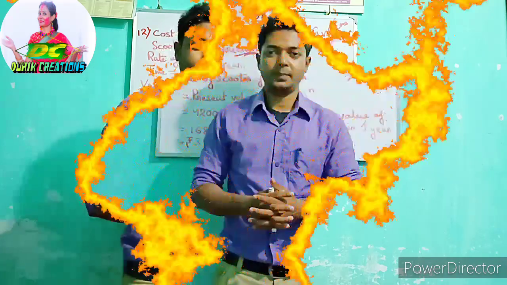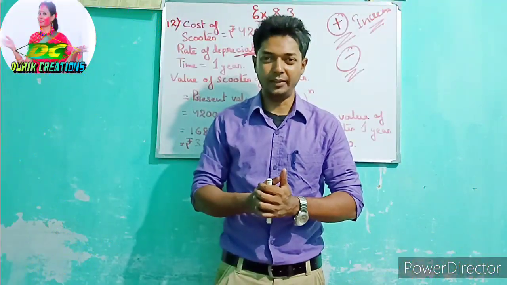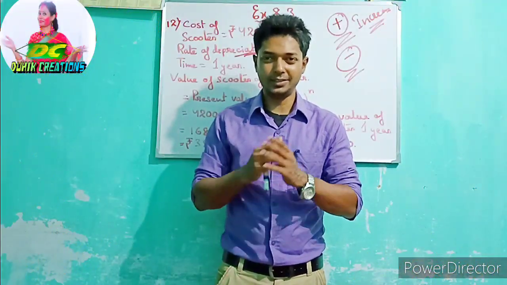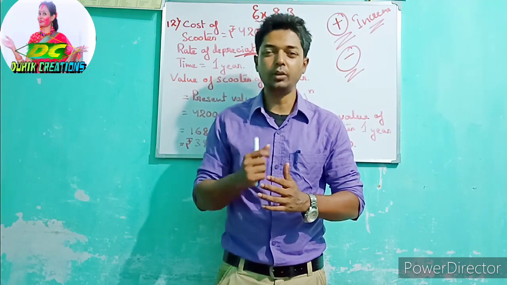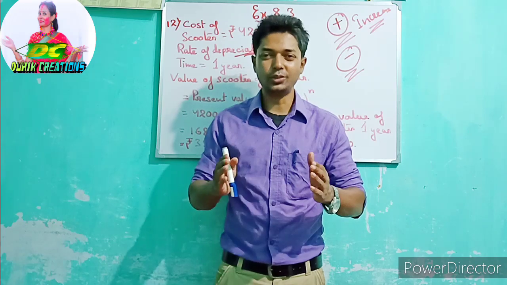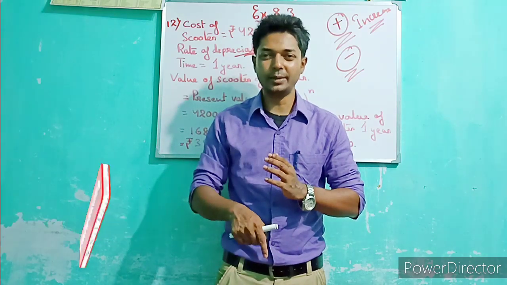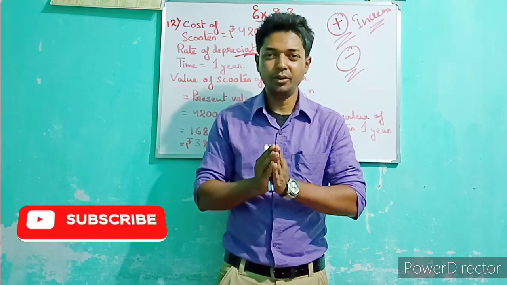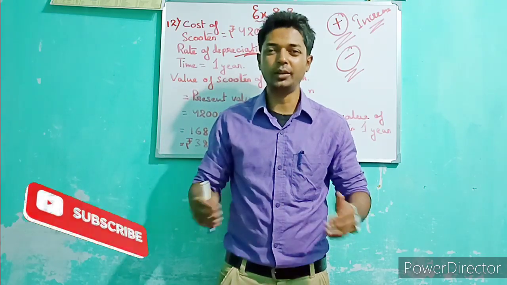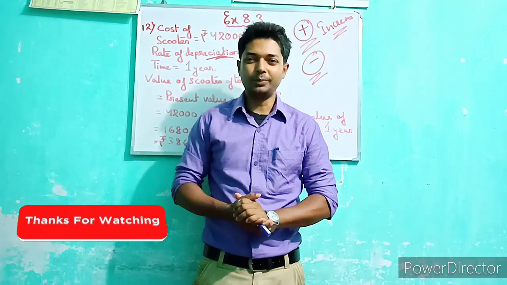So the value of the scooter after 1 year of depreciation at the rate of 8% will be 38,640. Students, at the start of the video I told you that I will tell you a simple trick through which you can do any CI sums without calculating. Just go down to the description. There is a link to my video on how to do CI sums without any calculations.